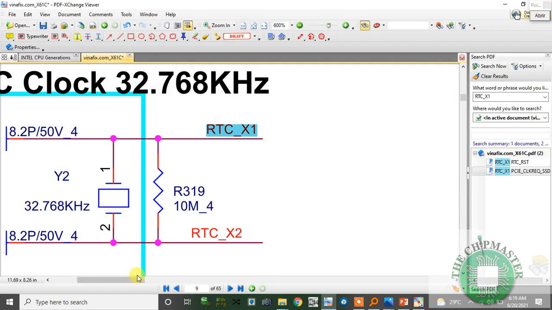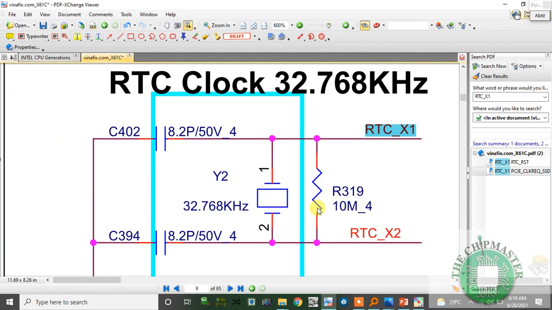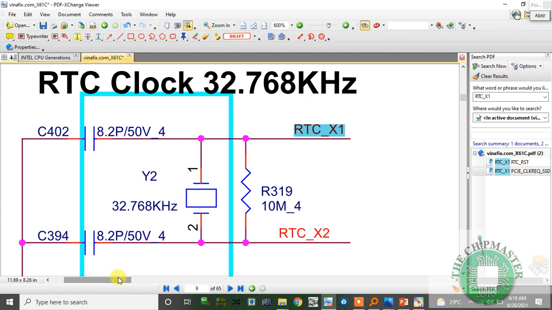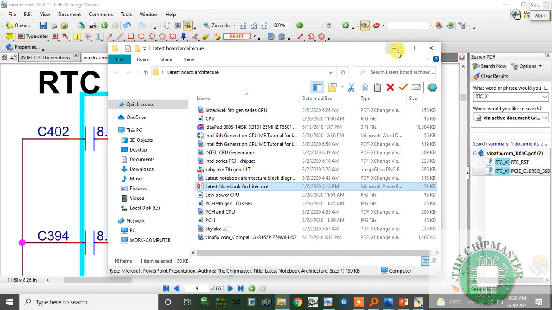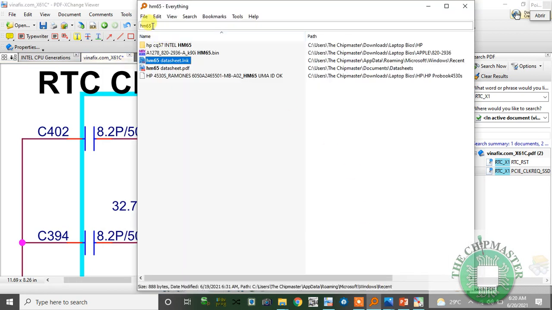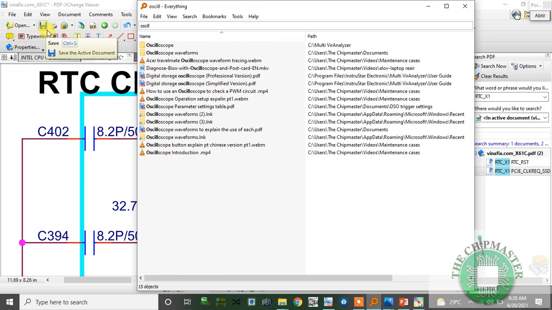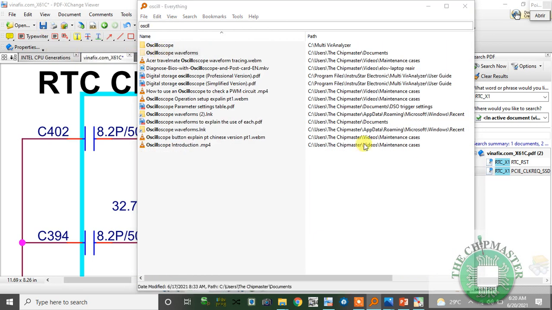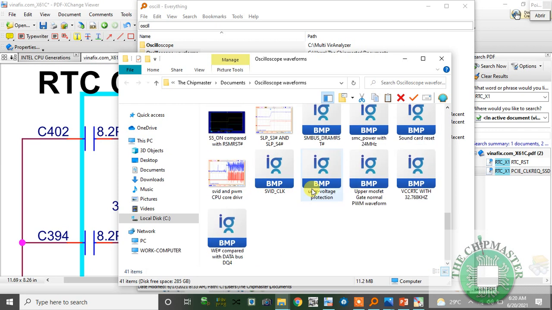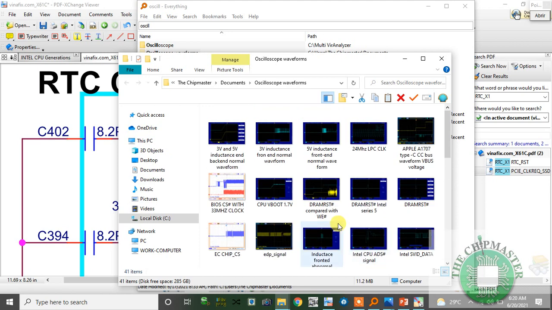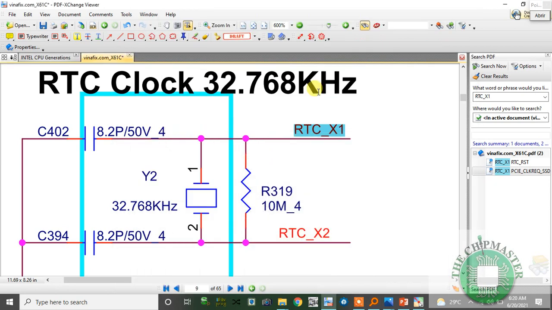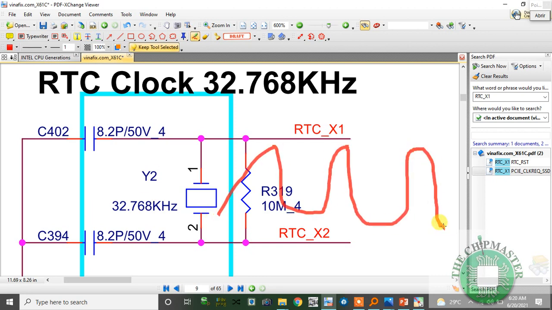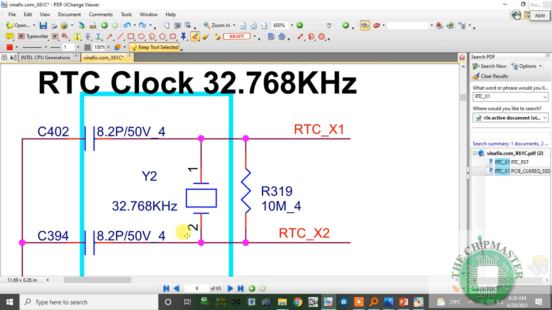So this is the crystal, and it is going to the CPU, and it is going to oscillate at 32.768 kilohertz, right? Let me see if I can find an example waveform. I have some oscilloscope waveform screenshots. Let me see if I can find a 32.768 kilohertz. Nope, I don't have any. All right, so the 32.768 kilohertz is a sine wave, like this, right? And that's how you know your crystal is working and your clock is working.